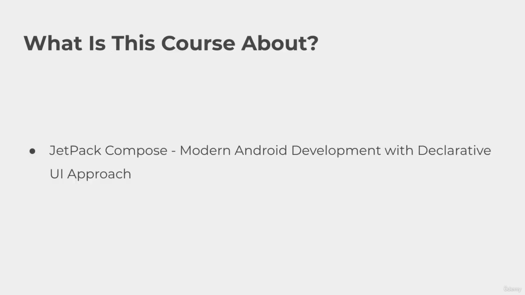In this course, we're going to learn about Jetpack Compose, which is a modern Android development tool that allows us to build apps in a different way. So with Jetpack Compose, we use Kotlin to create declarative UI. So it's a different mindset when it comes to building mobile Android apps. So that is what we're going to be focusing on in this course.